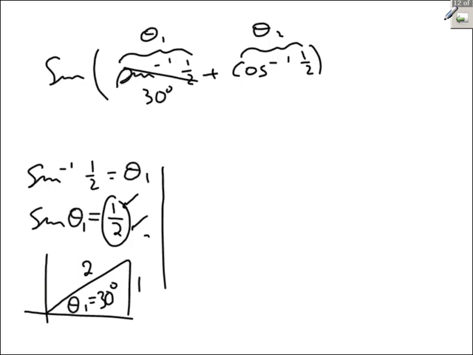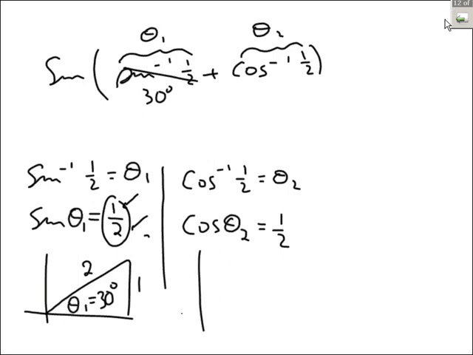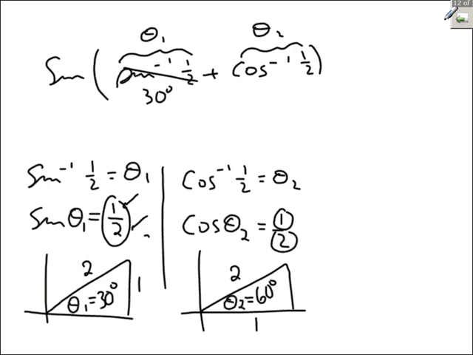Now let's find out what theta 2 is. We know that the cosine inverse of a half is theta 2. That is, the cosine of theta 2 is a half. Since a half is positive, we know we're in quadrant 1. Here is theta 2, adjacent over hypotenuse, 1 over 2. That is 60 degrees. So theta 2 is 60 degrees.